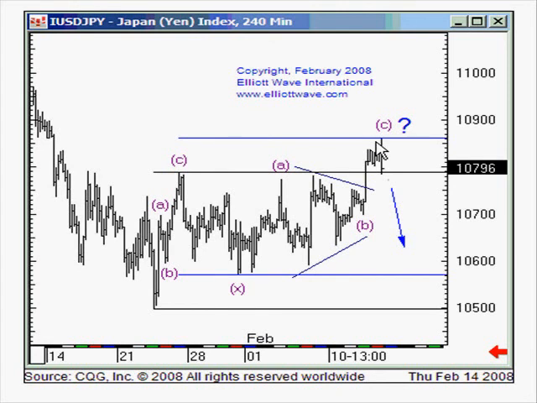So let's leave it there for today. I'm sure we'll touch on this subject again when we get another good example.